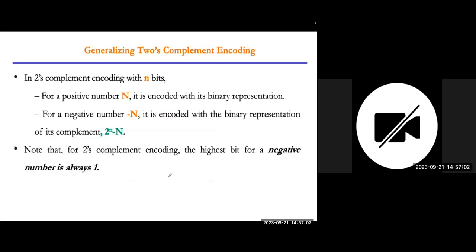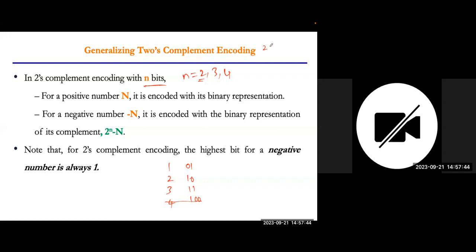So if you summarize this, in two's complement encoding with n bits, this is very important for your assignment also. n may be 2 bits, 3 bits, or 4 bits. Suppose you have decimal numbers 1, 2, 3, 4. If n is equal to 2, every decimal is represented with 2 bits: 1 is 01, 2 is 10, 3 is 11. 4 is 100, but it is not possible here.